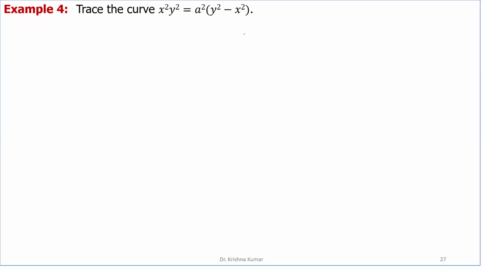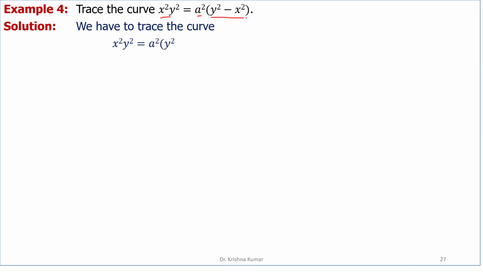Now, in this lecture, we want to trace the curve x square into y square, which is equal to a square whole times of y square minus x square. We have to trace the curve x square into y square, which is equal to a square whole times of y square minus x square. Let us just simplify it.